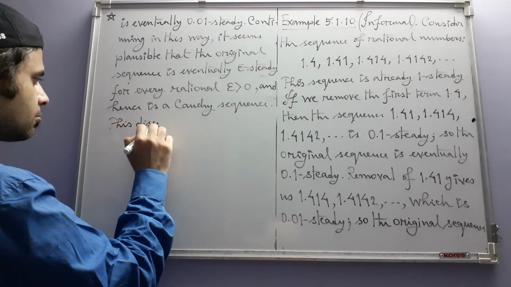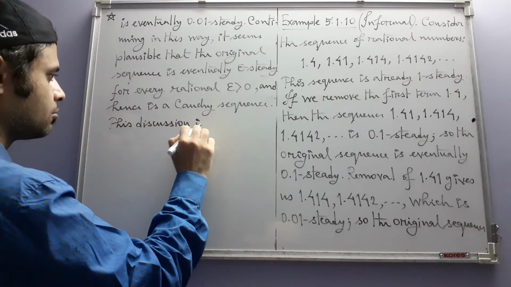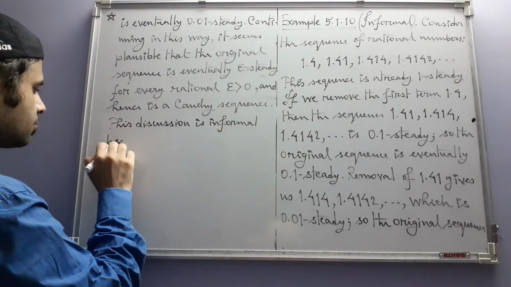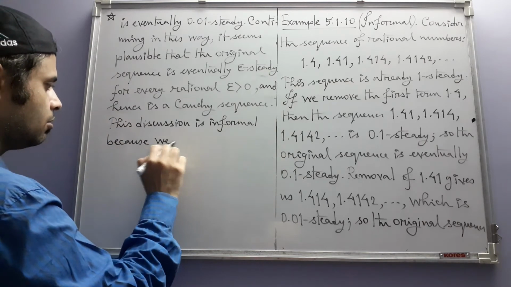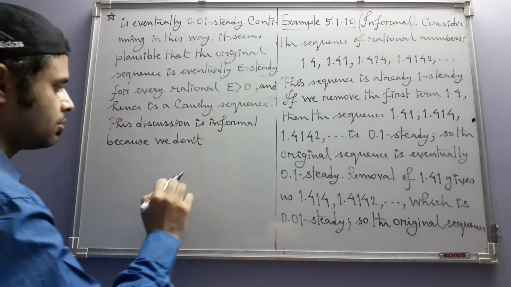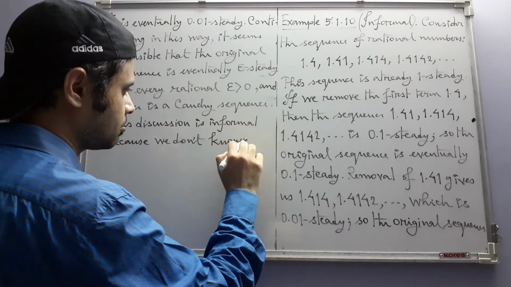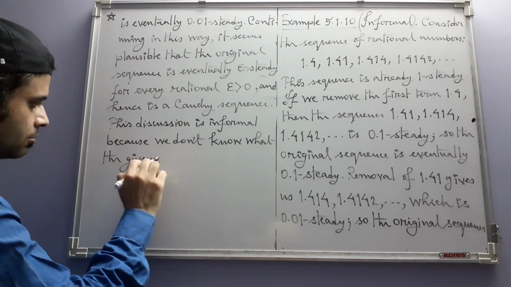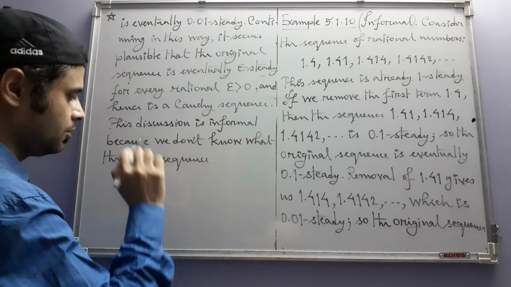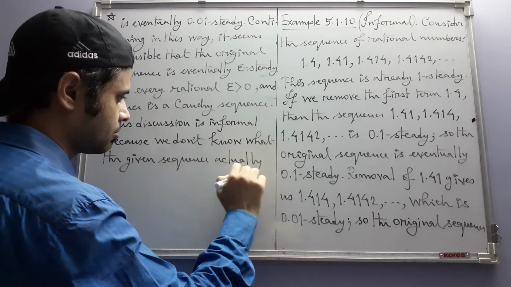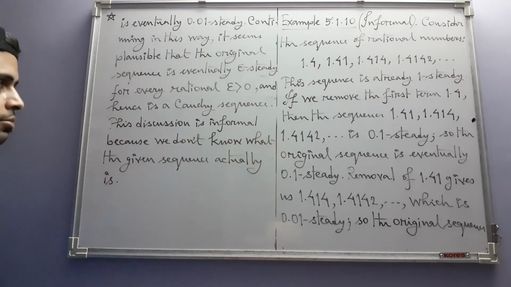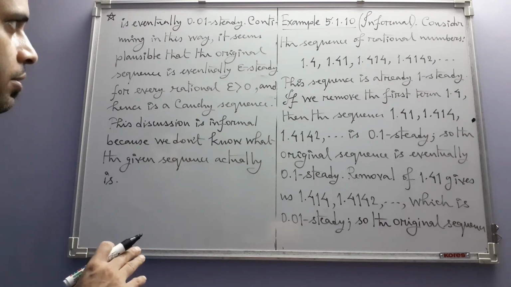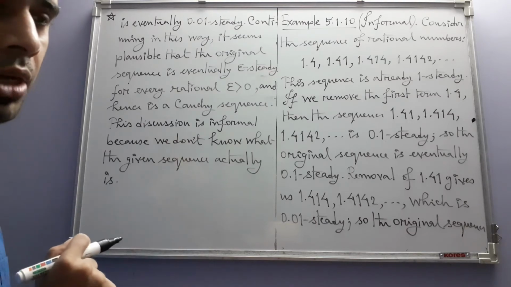This discussion is informal because we don't know or have not been told what the given sequence actually is. So we leave this informal example like this. It just gives us an idea of, okay, what is the point of this informal example?